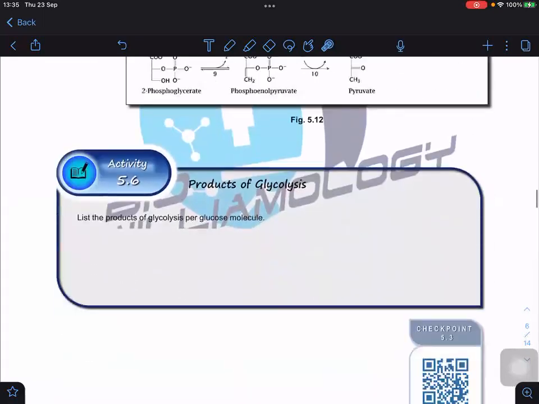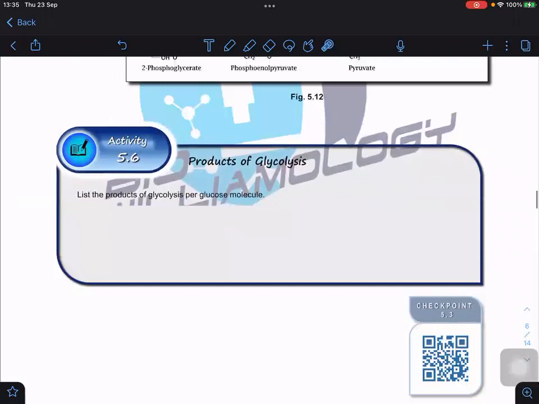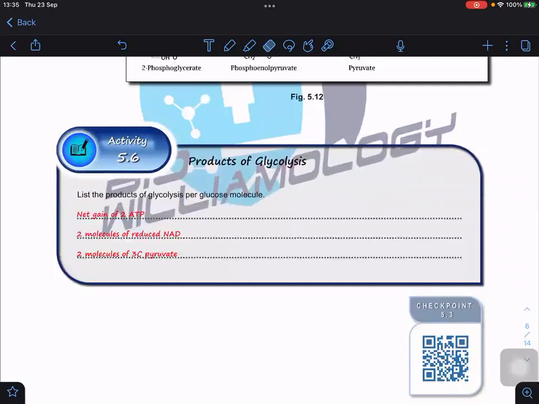Now, what are the products of glycolysis? Per glucose molecule, we have a net gain of 2 ATP, 2 molecules of reduced NAD, and 2 molecules of pyruvate, which is 3 carbons. Okay, so we have done glycolysis.